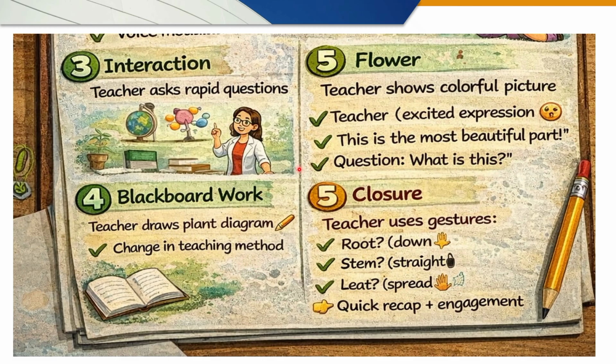Now she was explaining, the questioning part was going on, and now she has gone to blackboard work, where she is using a diagram, a teaching aid. And then closure is there. Teacher uses gestures: root, down; stem, straight; leaf, spread. So all these gestures she is using, and then she does a quick recap plus engagement.